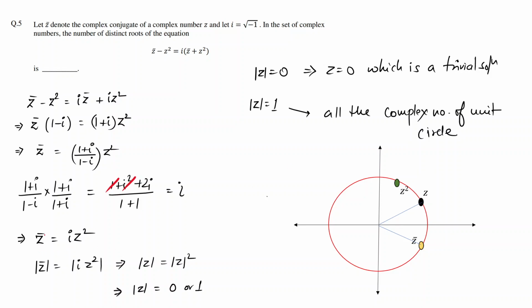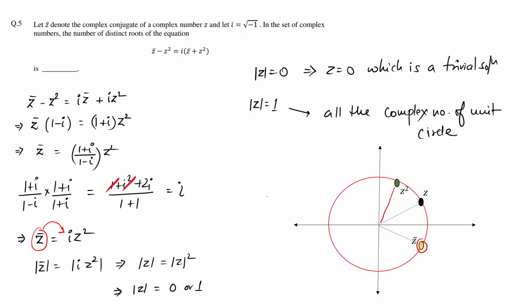We have to figure out the situations when z bar is pi by 2 ahead in phase as compared to z square. So if we move a very small angle, we see z bar is not pi by 2 ahead in phase. You see z square is here, and then z bar is much more than pi by 2 ahead, right? So we have not got a solution still. For this z, this is not going to happen.